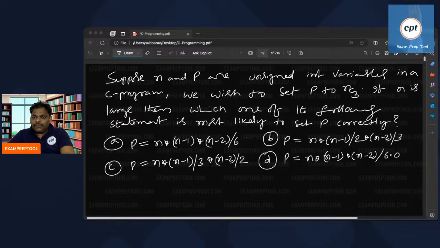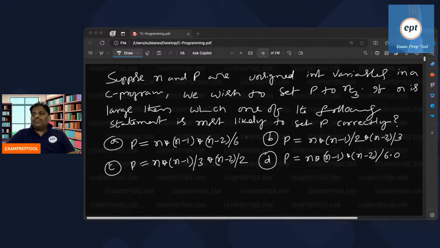Anyhow, fine, perfect. Now see this one. One problem I have written, and I will read it also. If anyone says something is not clear, I will read it again. Suppose n and p are unsigned integer variables in a C program. We wish to set p to nC3. If n is large, then which one of the following statements is most likely to set p correctly?